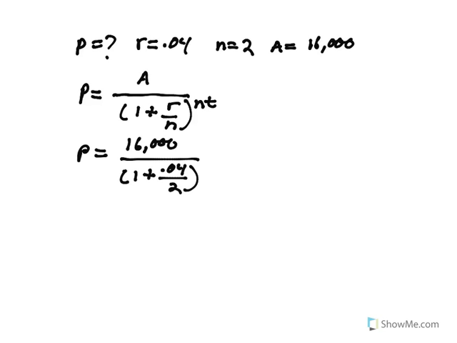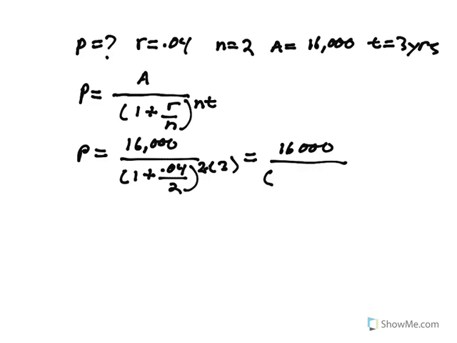Oh, by the way, T is going to be given as 3 years. I forgot to give you that information. T is 3 years. I always forget the time. I don't know why. This is given. So we don't know how much interest is going to accumulate in that amount of time. So N times T is going to be 2 times 3. A little simplification here.